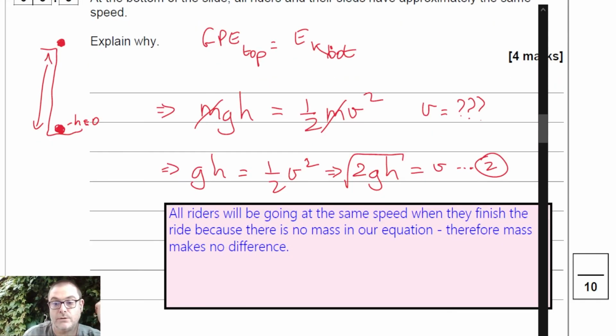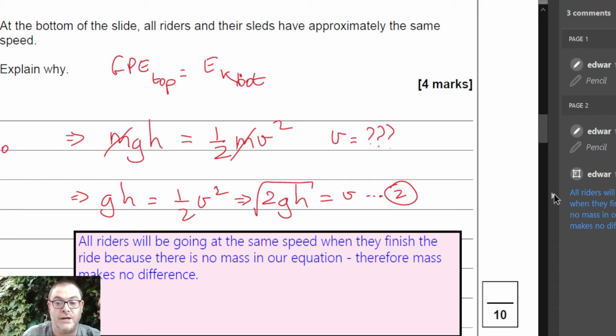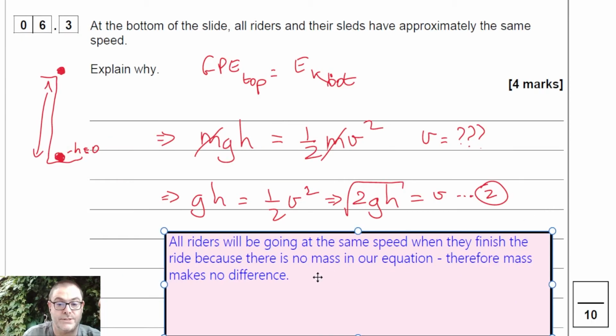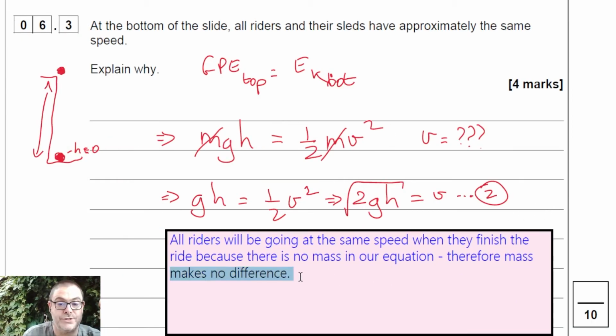Well, this is because, in actual fact, you can't ignore air resistance, can you? That's cheating. Of course, air resistance is going to make a difference here. If you're a tall adult compared to a small child, the tall adult clearly is going to have a larger air resistance because they've got a bigger surface area, and they'll therefore lose more energy to the surroundings, and therefore not all of the GPE is going to get into kinetic energy, and so they won't go quite as fast.